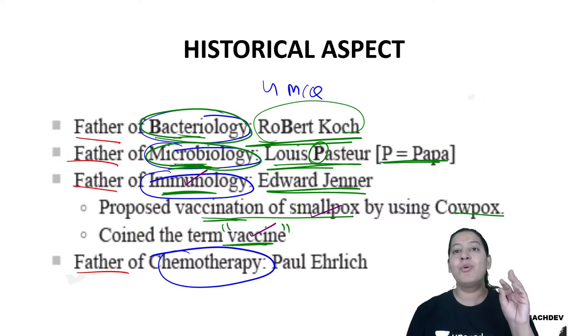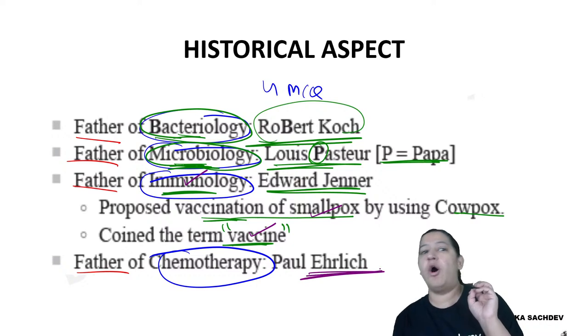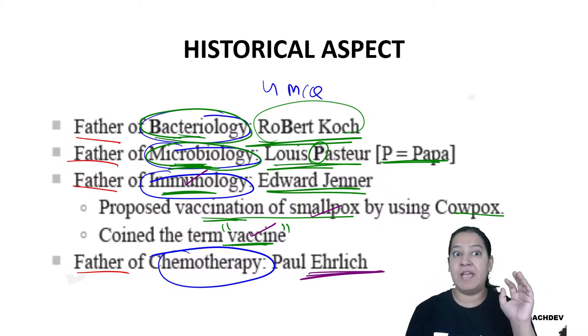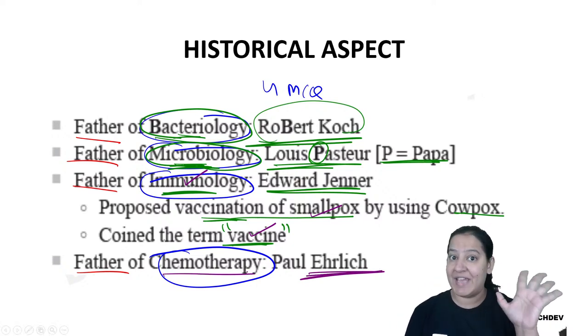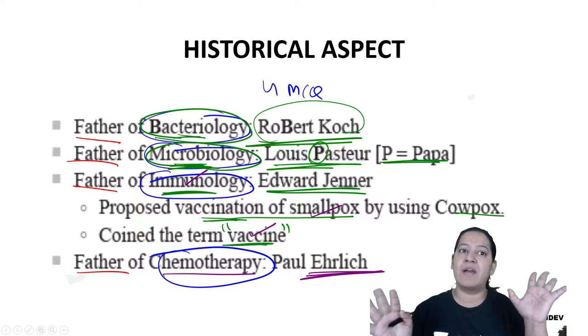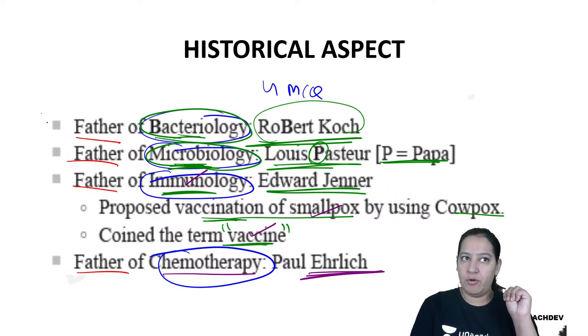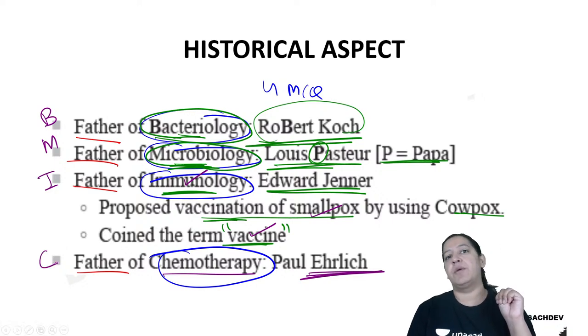Next question, who is the father of chemotherapy? Ehrlich is the father of chemotherapy. I mean all antibiotics. By chemotherapy, it is not cancer wala chemotherapy. All antibiotics are included in the chemotherapy. So learn these four fathers: father of bacteriology, father of microbiology, father of immunology, father of chemotherapy.